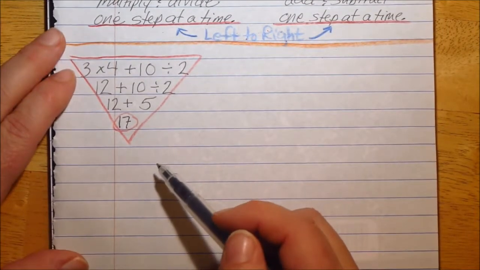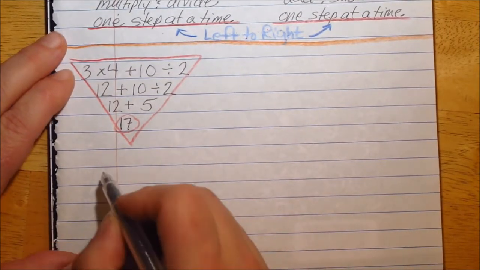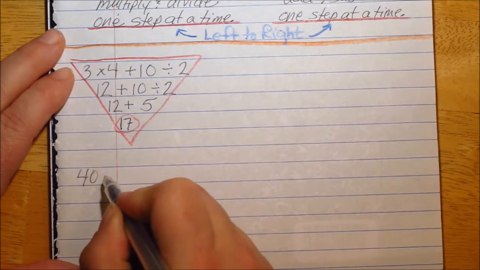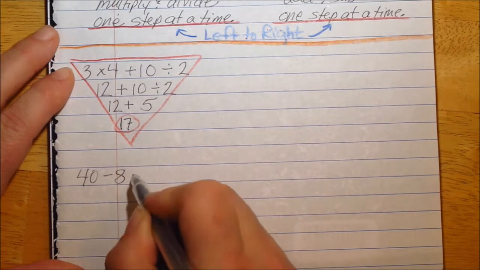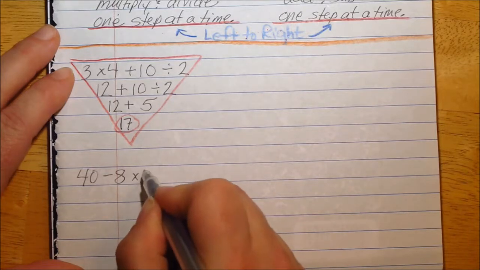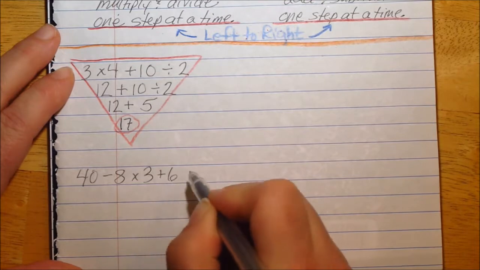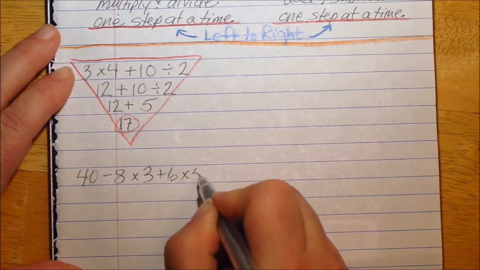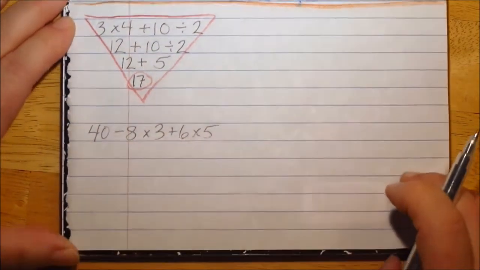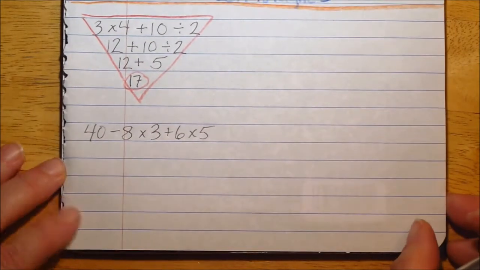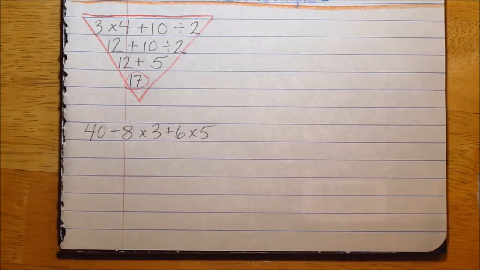This one is going to be 40 minus 8 times 3 plus 6 times 5. All right, looks like a pretty long operation there, but it's the same thing, one operation at a time, according to our PEMDAS rules.